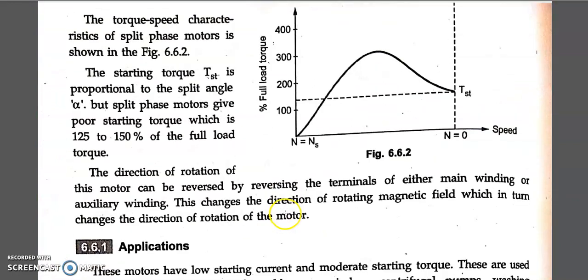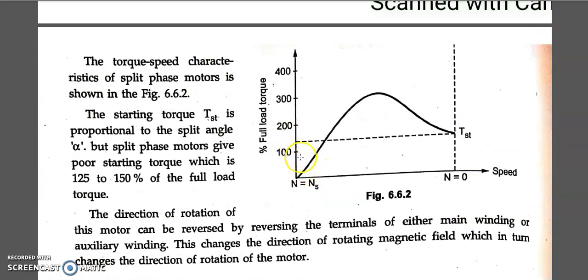And this is the speed torque characteristic. Here it says that it has a poor starting torque of around 125 to 150% of the full load torque. This speed torque characteristic is similar to the earlier speed torque characteristics. If you draw it like this, speed decreases. This is the starting torque. Otherwise, n is equal to ns is only possible when slip is equal to 0, and n is equal to 0 is possible only when slip is equal to 1, right?